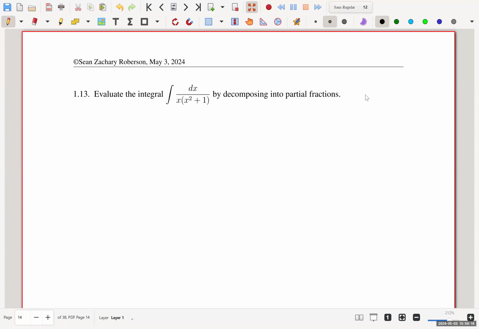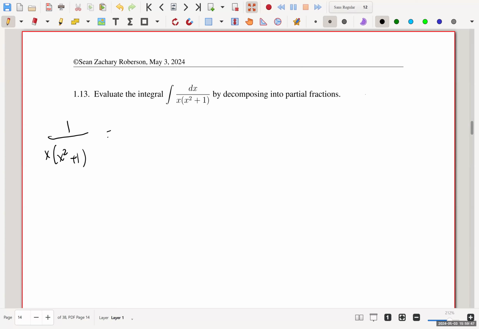So let's take a look at what we have here. We have 1 over x times x squared plus 1. I have a linear factor in x and an irreducible quadratic in x squared plus 1. Every sum of squares is an irreducible quadratic. Now, if you are comfortable with complex numbers, you can break that into x plus i, x minus i, and do everything else there. But I don't expect you to. Even I don't do that if I'm not asked to.